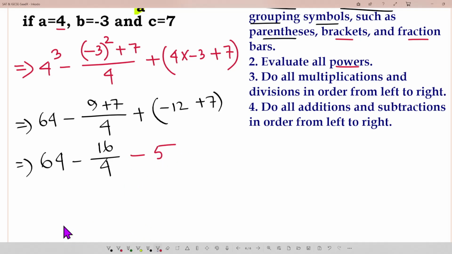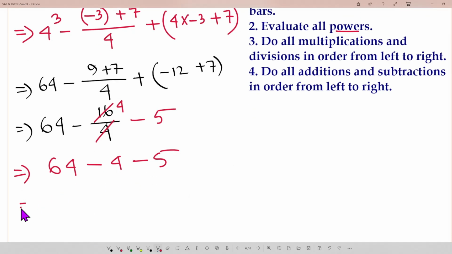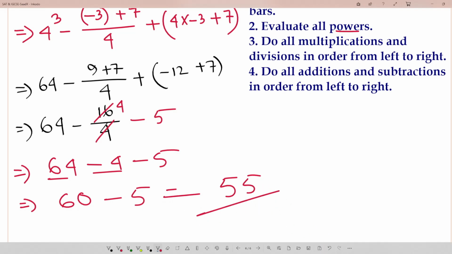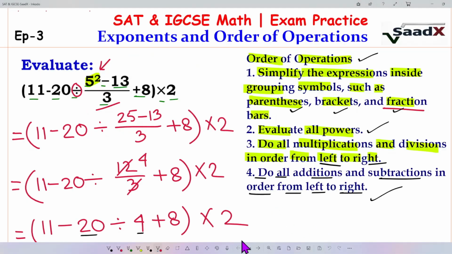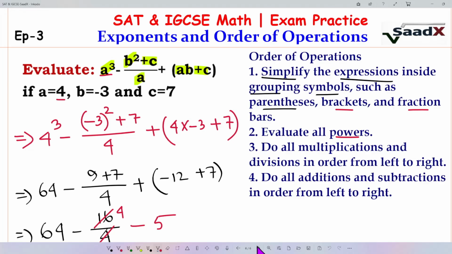Okay, now look, this 16 we can divide by 4, which gives 4, so 64 minus 4 minus 5. Ultimately we get 64 minus 4, which is 60, then minus 5. Our answer is 55. Very simple. So we have evaluated two math problems.